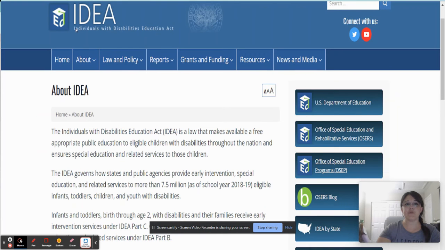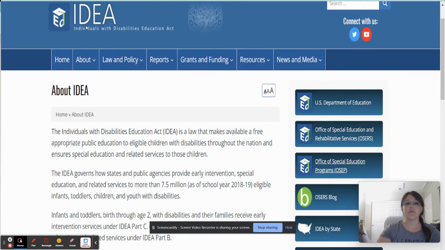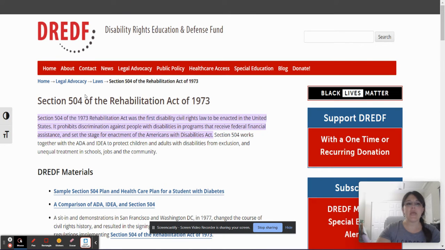So going back to those two real quick, here we go. Individuals with Disabilities Education Act. And again, just briefly stating that that is something that protects individuals with disabilities and ensures that they receive a free, it should be fair as well, but a free and appropriate education. And then again, that's Section 504 of the Rehabilitation Act of 1973. Big hint, you need to know the year, okay?